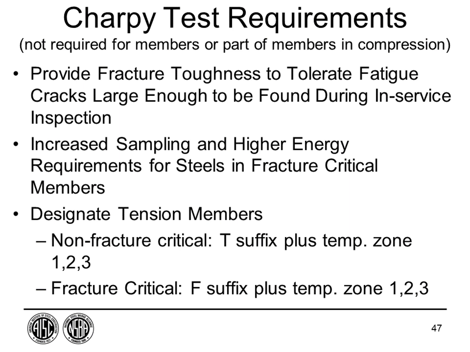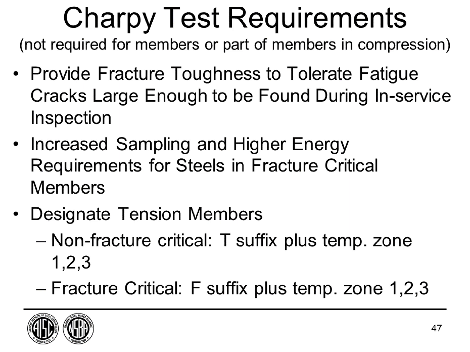Now let's talk about the additional requirements that are imposed on bridge steels. If you have a member in tension, you have Charpy V-notch test requirements that are put into the specifications. It's not required for compression members. So this means also compression flanges and also parts of the web in compression. The reason for doing this is we want to have the ability to tolerate cracks large enough to be found during an in-service inspection. So we're using fracture toughness to provide this flaw tolerance.